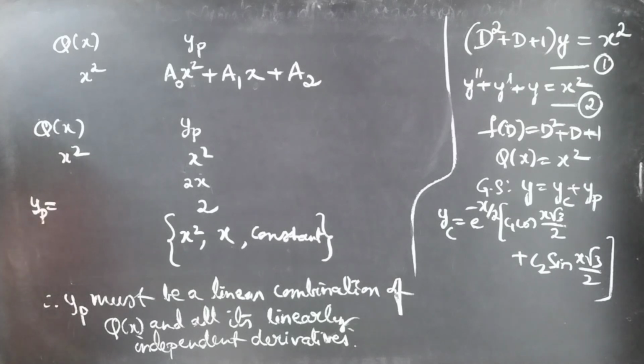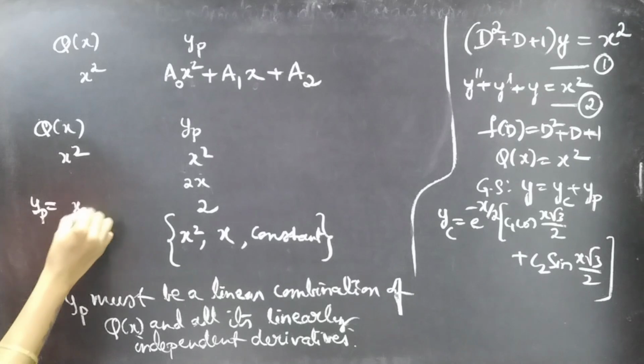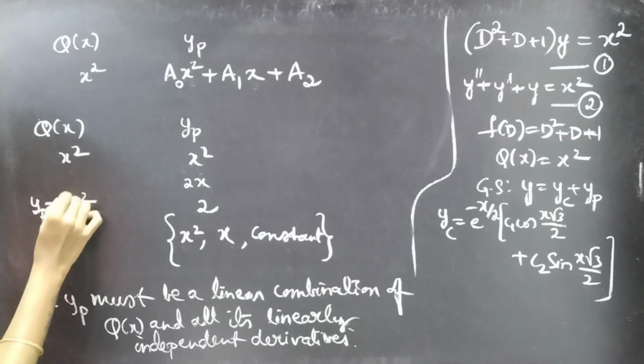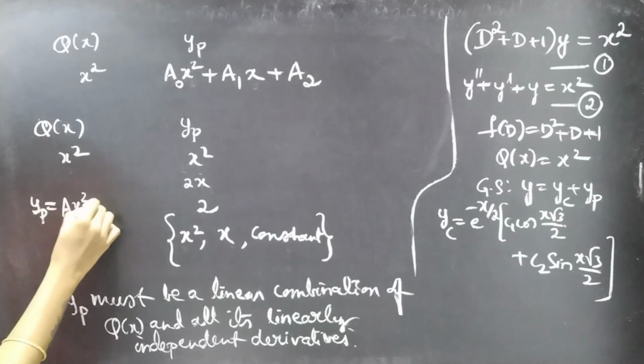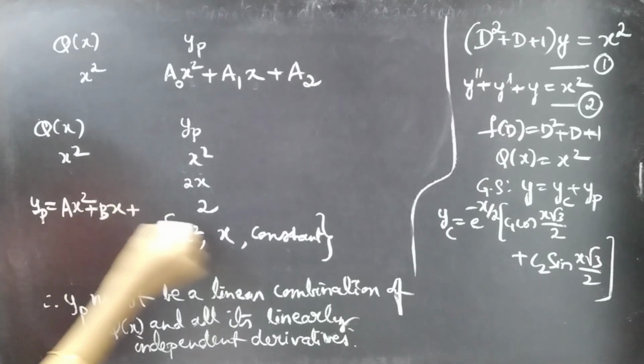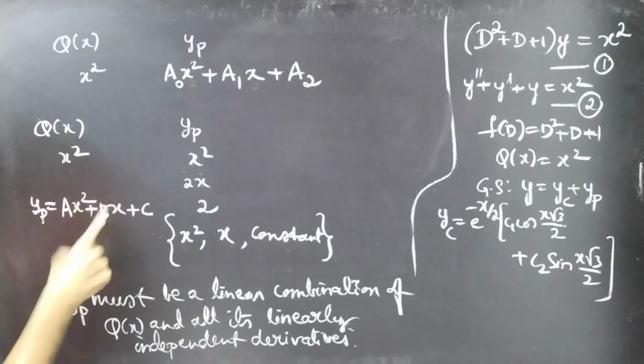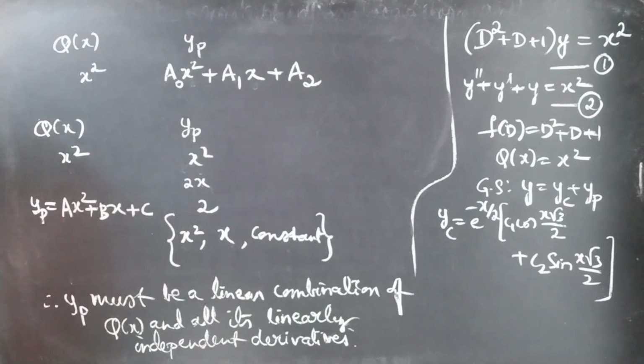Now, we'll use this set to find yp, a trial method. This is a trial method. We'll get x square, right? Yp involves x square with some coefficient say a plus x with some coefficient say b plus the constant. Write the constant as some c. Okay, already we have used a and b. Let's write it as c.